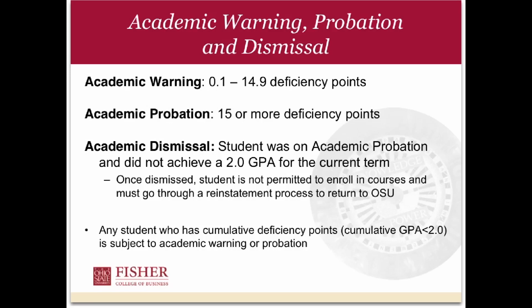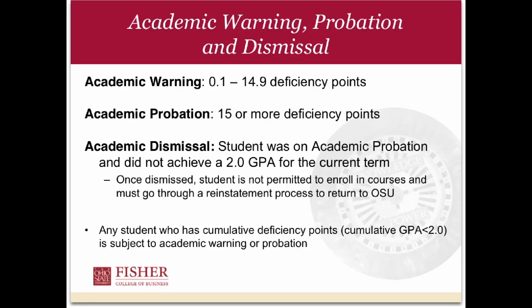The second level is academic probation. 15 or more deficiency points will place a student on academic probation. Students with this action will also have their schedules locked. Academic probation is a very serious matter. If a student on academic probation does not earn a 2.0 GPA for the following term, they may be dismissed from the university. The third level is academic dismissal.